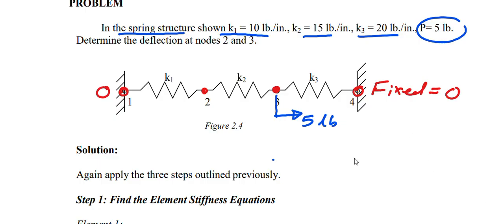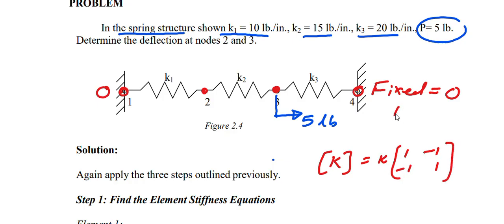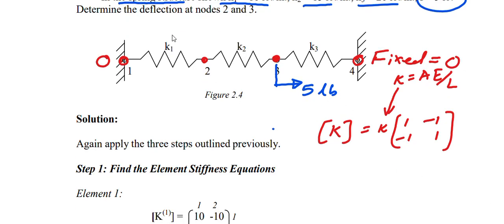Now let us solve this problem by using the finite element method. As you know, for a spring element or a bar element, the stiffness matrix is k equal to the stiffness value small k, times the matrix [1, -1; -1, 1]. If it is a bar, the value of k we have taken as AE by L. But in this question the value of stiffness is directly given, so you just have to substitute the value of k. This is element 1.